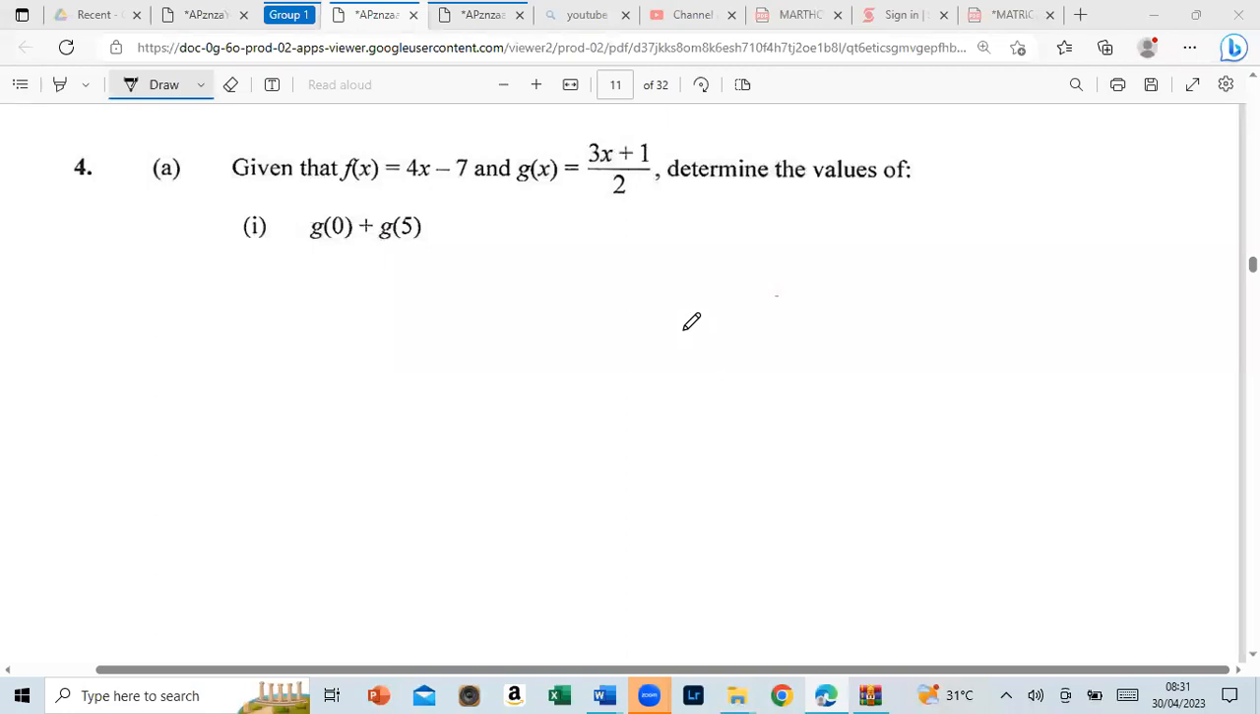All right, so given that f of x is equal to 4x minus 7 and g of x is equal to 3x plus 1, determine the values of g0 plus g5. 2 minutes to do that. No, 3. Let's go. Push yourself, guys. Straight A when you want.